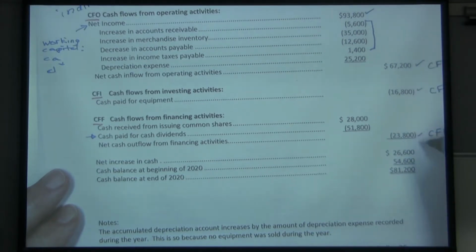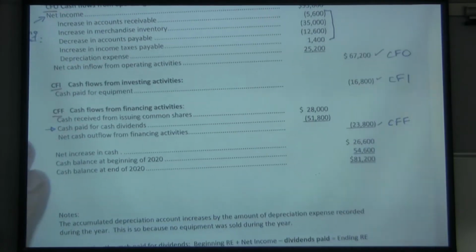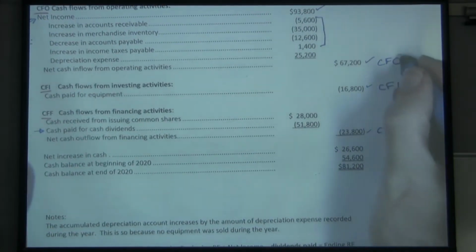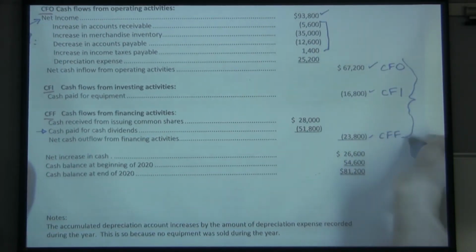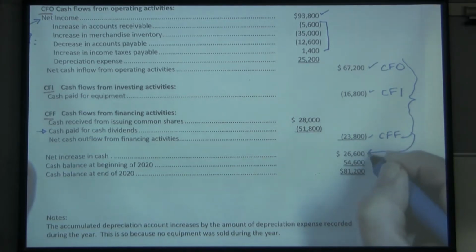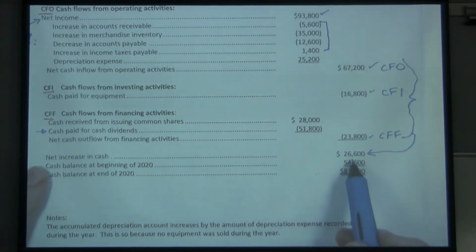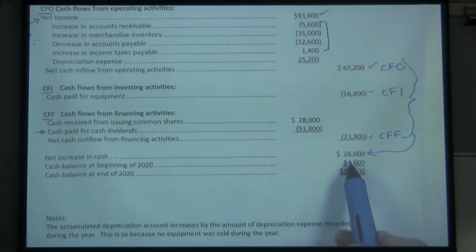So we'll add these three amounts together. When we add these three amounts together, we will get this net increase or decrease in cash. Usually it's an increase. So to reconcile the statement, we need to add two more items.